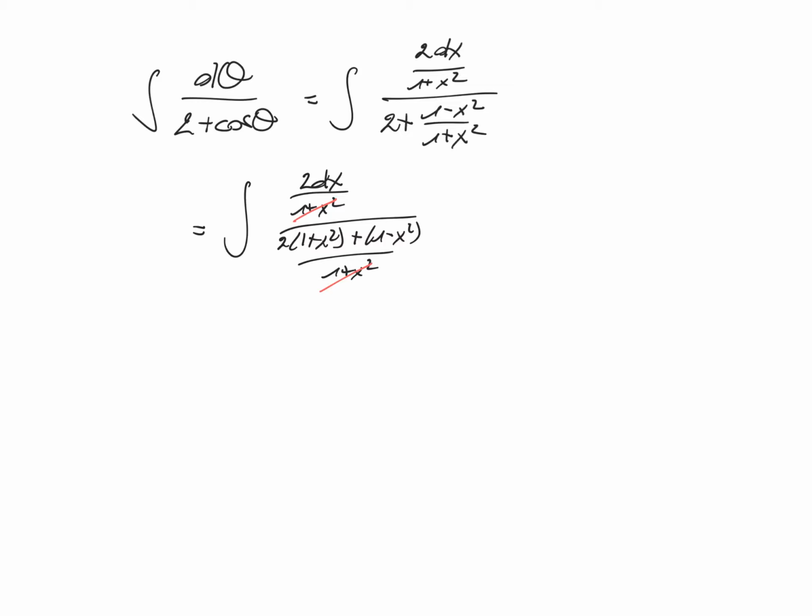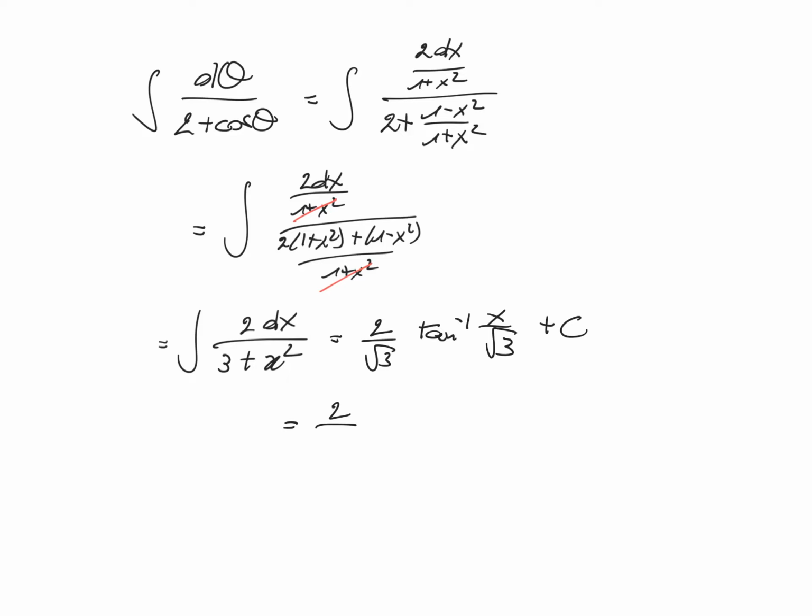We divide out this 1 plus x squared, and so this is then the integral 2 times dx divided by 3 plus x squared. We can then calculate this integral using the formulas we saw before, and so this becomes 2 over the root of 3 times the inverse tangent of x divided by the root of 3 plus a constant, and then we have to transform back, so 2 over root of 3 inverse tangent of 1 over the root of 3 times the tangent of theta over 2 plus your constant.